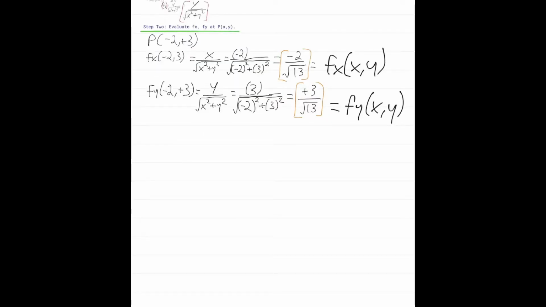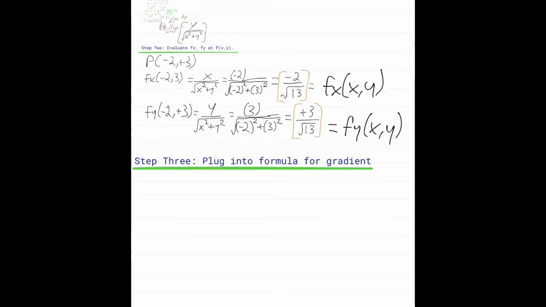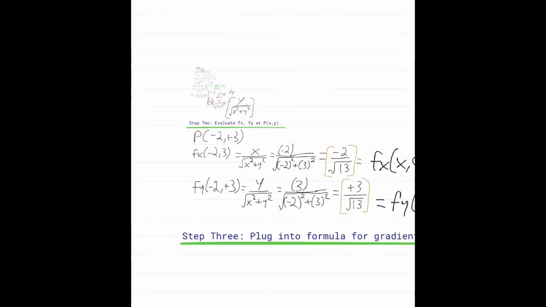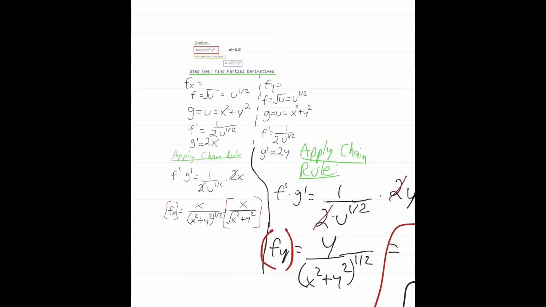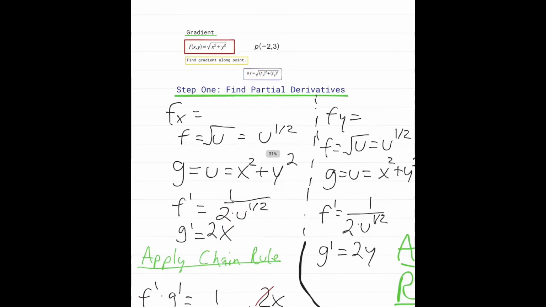So now that we've completed steps 1 and 2, in step 1 we found the partial derivatives, and in step 2 we evaluated them at the point P. For step 3, what we're going to do is plug them into the formula and solve for the gradient. So what is the formula? Well, the formula, if you recall, I had it at the beginning of this problem. And I'll zoom in real quick so you can see what formula it is that we're going to use.